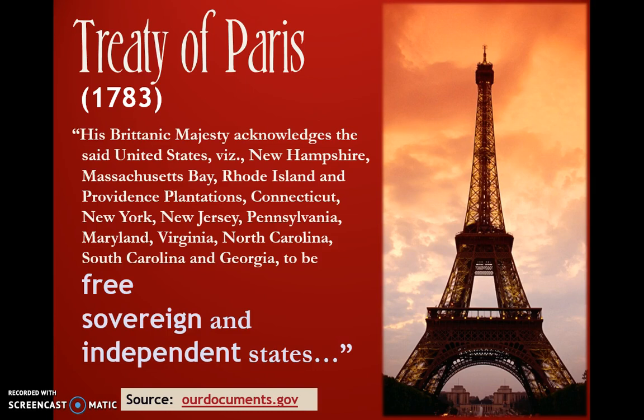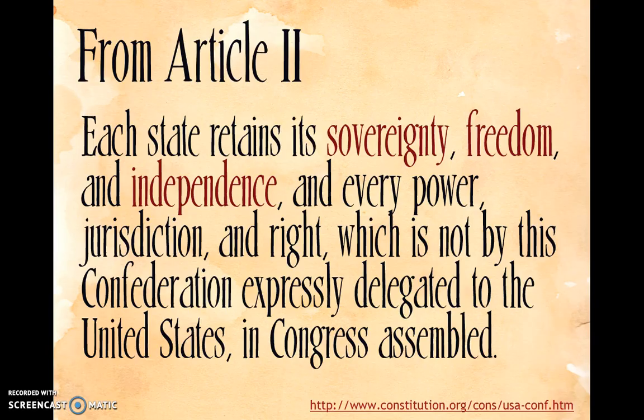The document acknowledges the king's authority here. The king recognizes all the states, and I jump to the bottom, to be free, sovereign, and independent states. Notice this document doesn't say, His Britannic Majesty recognizes these states to be a free, sovereign, and independent nation. No, it doesn't. Right? Let me jump to Article 2 of the Articles of Confederation, right?